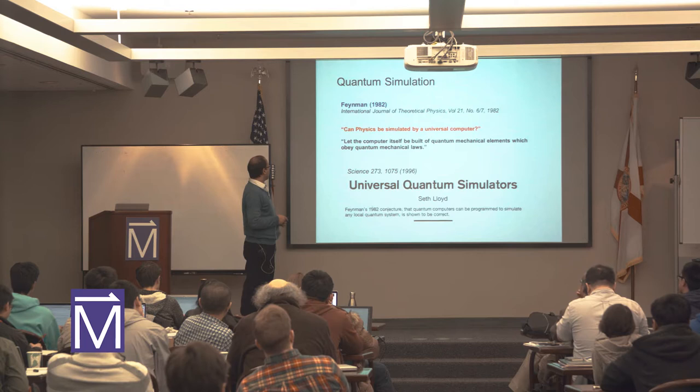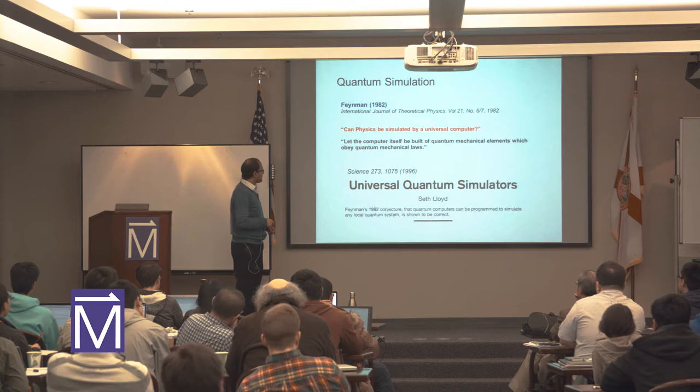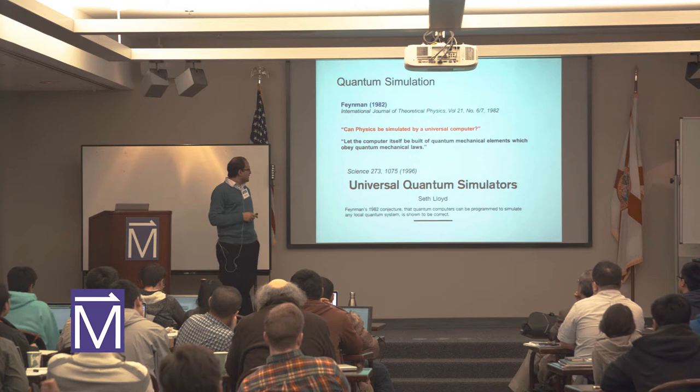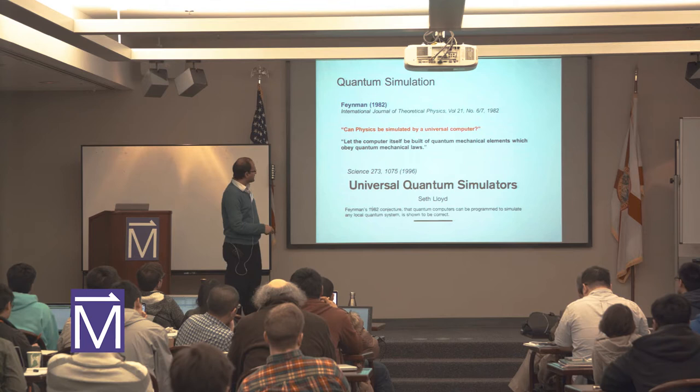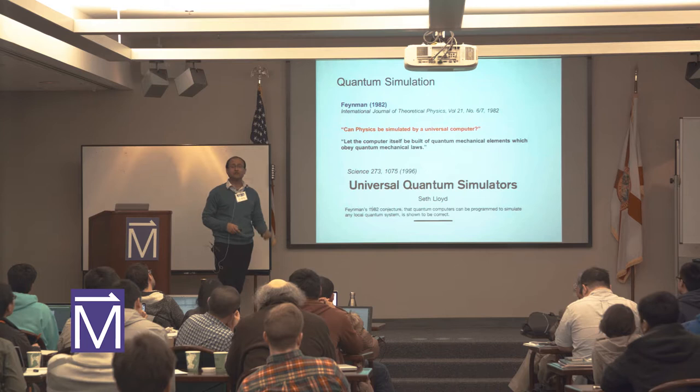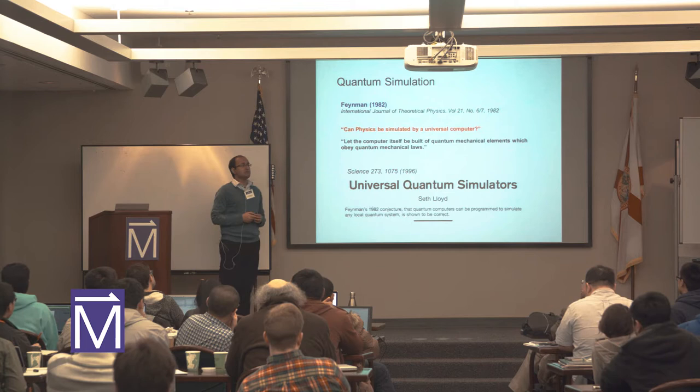Now, it was not until 1996, in this paper, Universal Quantum Simulators, that Seth Lloyd, a landmark paper, and this is the abstract, just one line, which says, Feynman's 1982 conjecture that quantum computers can be programmed to simulate any local quantum system is shown to be correct.